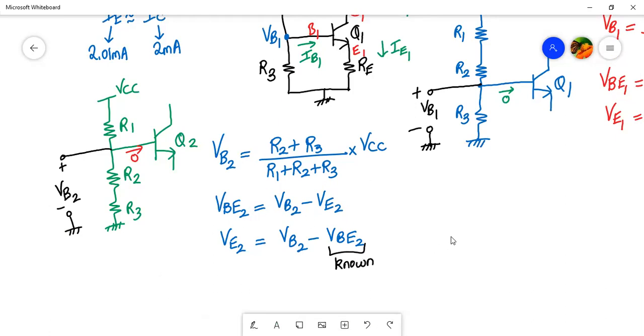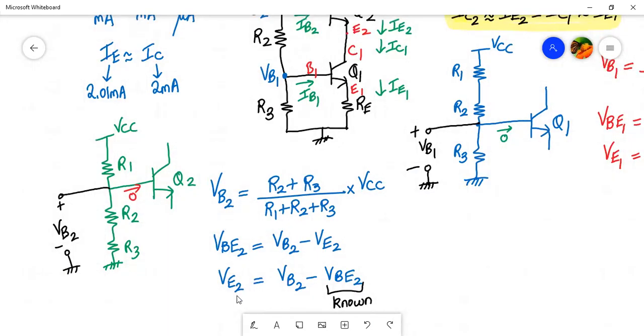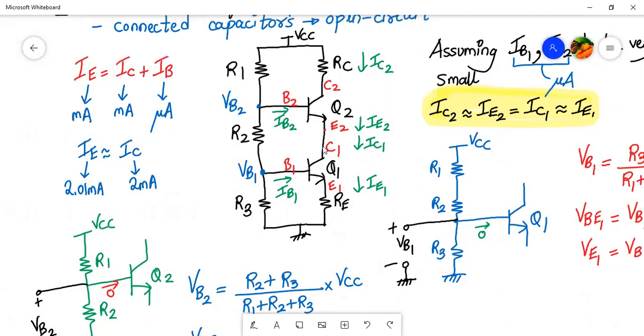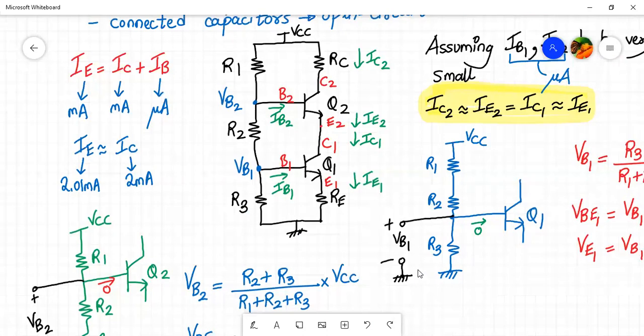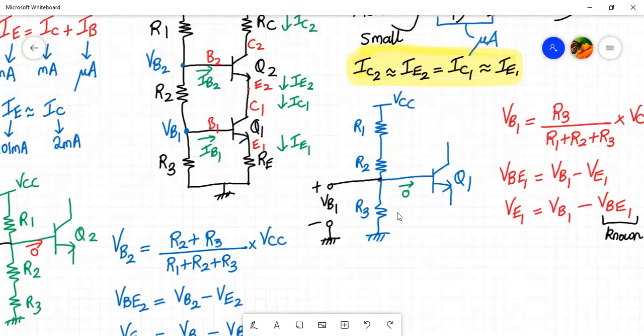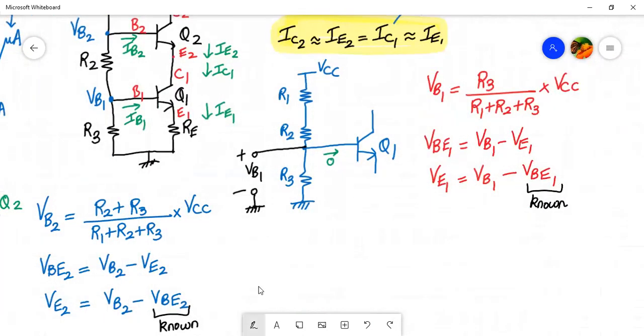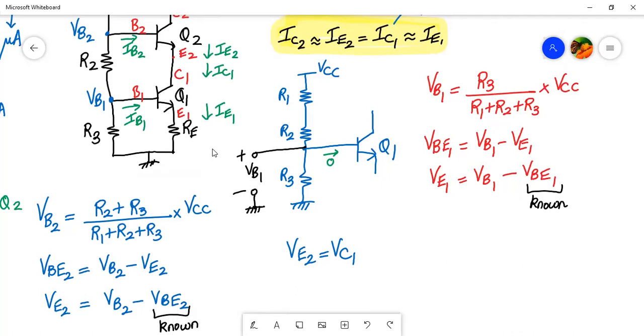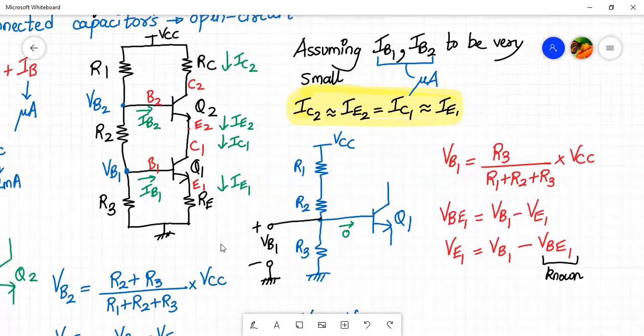Now, once we know the value of VE2, look at this diagram carefully. Your emitter 2 and collector 1 are at the same point, right? So once we know the value of VE2, we can easily calculate VC1, right? So VE2 is the same as VC1, as you can see from this diagram. Now the only terminal voltage left is VC2, right?